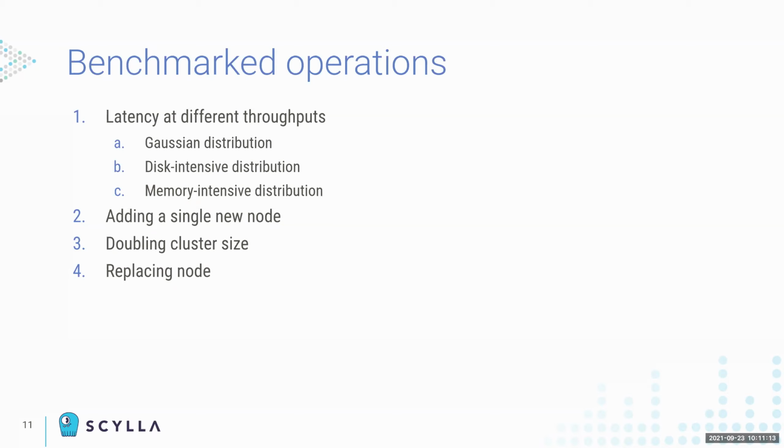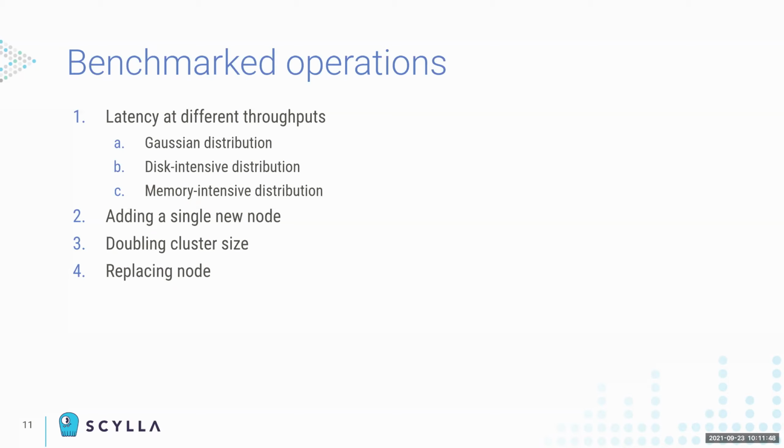In the disk-intensive workload, each row in the table had an equal chance of being used in a query. In such a workload, the cache hit is extremely low. If I remember correctly, it was about 3% for Scylla. So nearly all operations require some reads or writes to the hard disk.